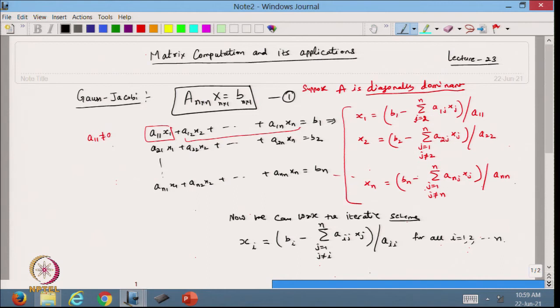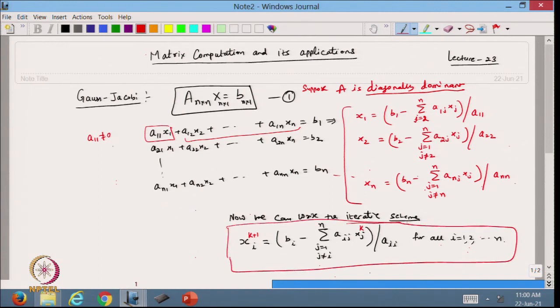Now, based on this equation, I want to make it the iterative process. So, in the iterative process what I am going to do is that, suppose I am finding at k plus 1 step and this value is given to me at the k step. So, this is the corresponding iterative scheme we get. So, this is my iterative scheme.